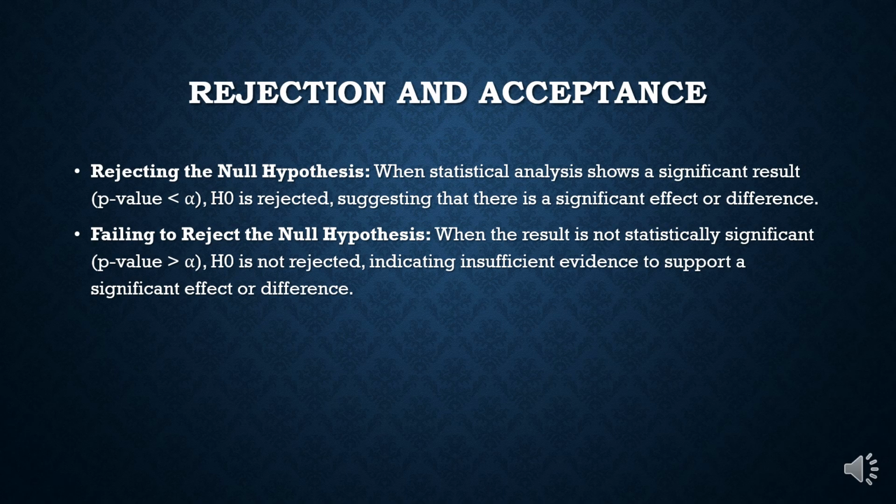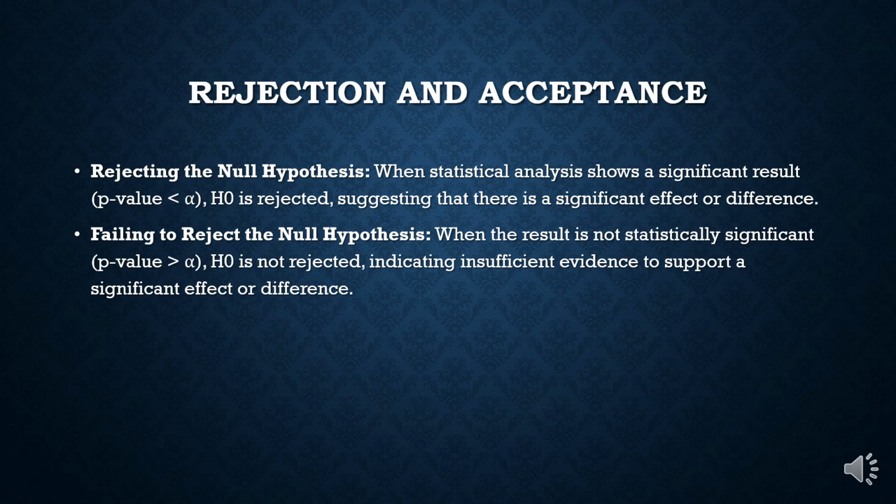Rejection and acceptance. Rejecting the null hypothesis. When statistical analysis shows a significant result, that is when p-value is less than alpha, null hypothesis is rejected, suggesting that there is a significant effect or difference.